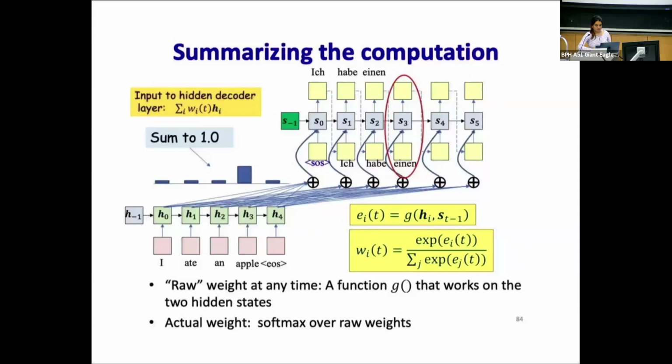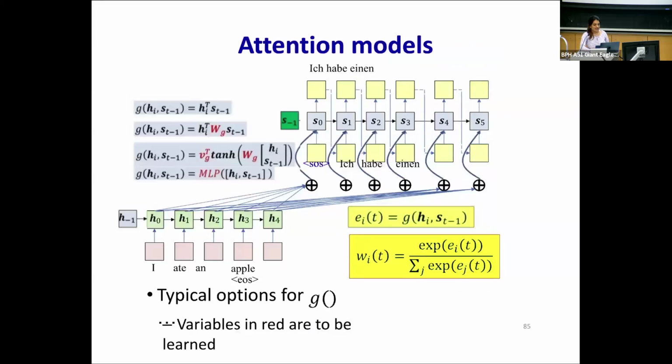So in the previous slide, I mentioned the G function. This particular G function is used for computation of the energy, and it is just a dot product between the hidden state and the decoder's previous state, as you can see in the first equation right there. And this G function could also have a transformation between the previous state and the decoder's previous hidden state.